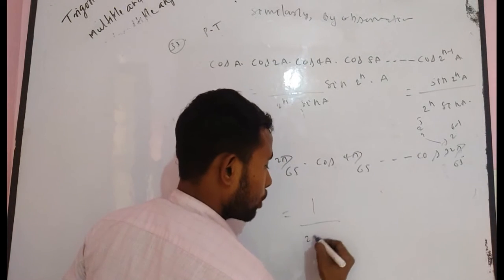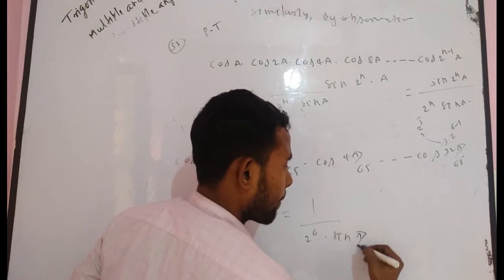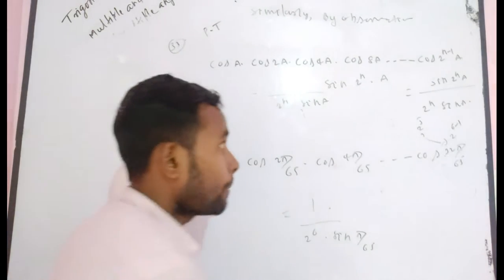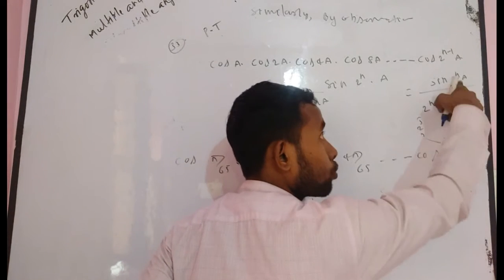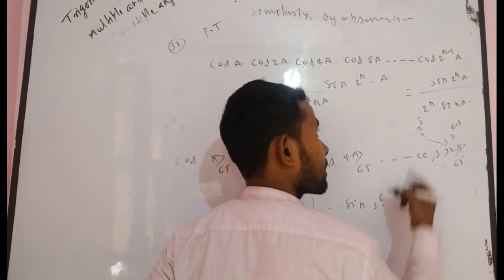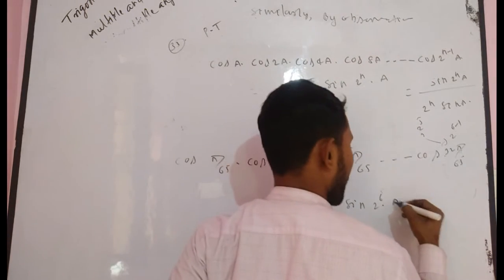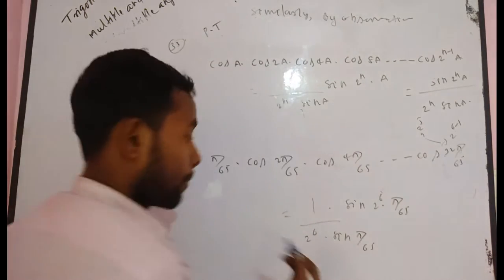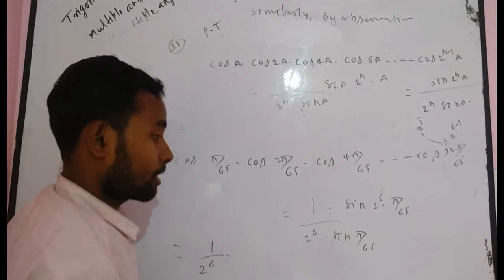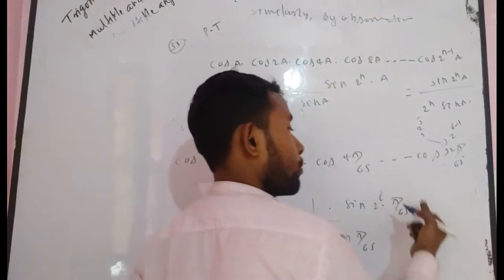So you have to write 2 to the power 6 into sin A, always sin A, that means pi by 65, and in the numerator will be sin of 2 to the power n minus 1, where n is equal to 6, into A, which is pi by 65. Now if you manipulate it, you get 1 upon 2 to the power 6 into sin of 64 pi by 65.